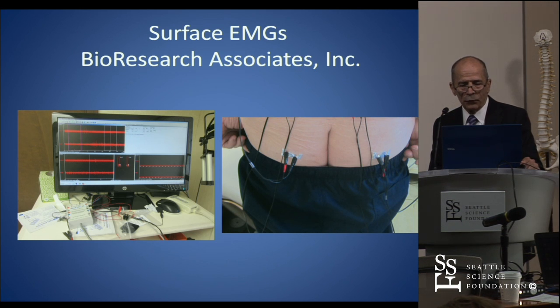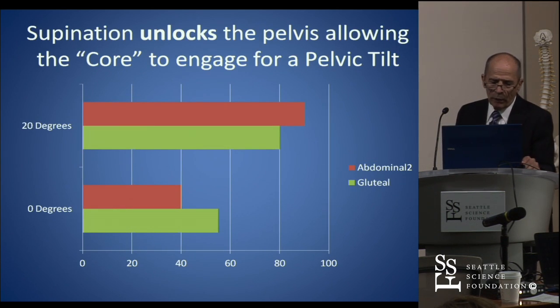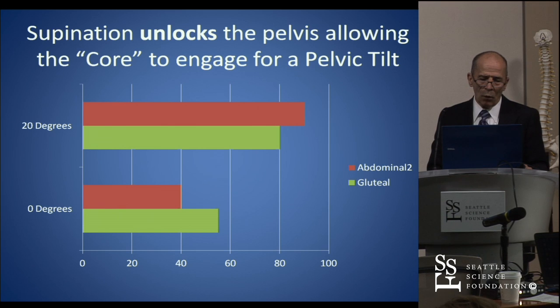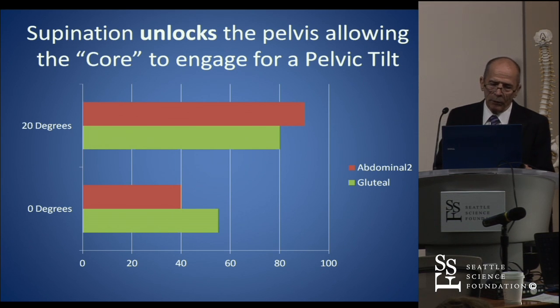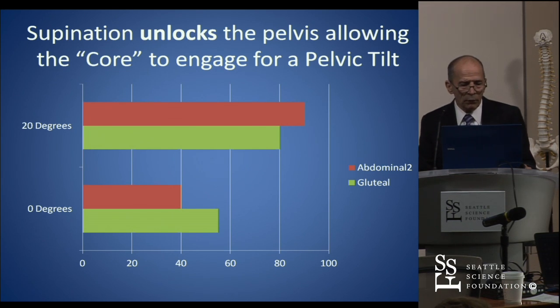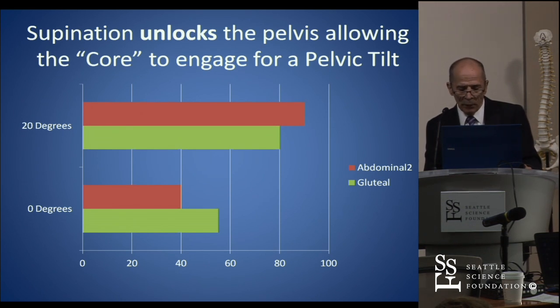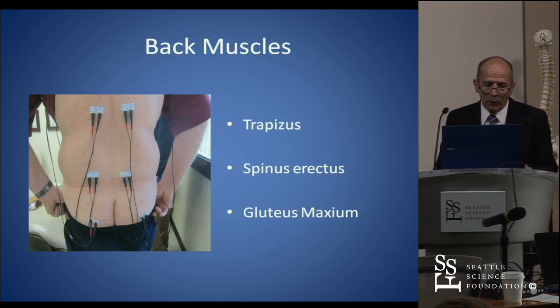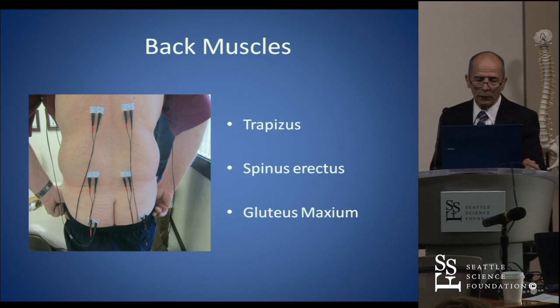But we put superficial electrodes on the gluteal muscle and the abdominal muscle. Below, we kept the knee straight and asked him to do a core, and you can see that the gluteals fired about 55 microvolts. However, when you supinated them 20 degrees, it jumped to 80 microvolts. If you look at the abdominals, it was 40 microvolts, but it jumped tremendously to almost 90 microvolts. So I wanted to see if this affected all the way to the trapezius and deltoid.